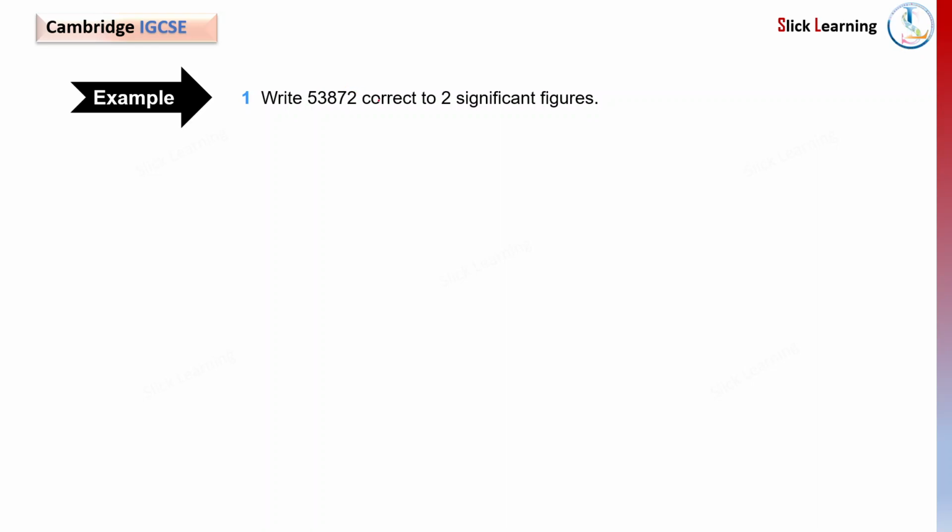So before rounding it up, you have to understand how many significant figures it has right now. Right now it is 5 significant figures, but you need to round it up to 2 significant figures. One thing you need to note down: when you write a number like 100, the last 3 zeros are not significant. So this one is one significant figure.